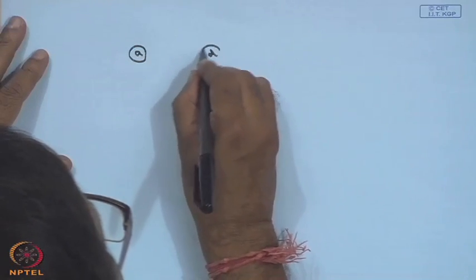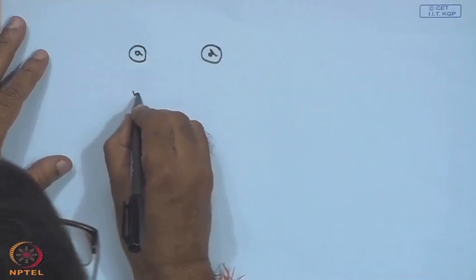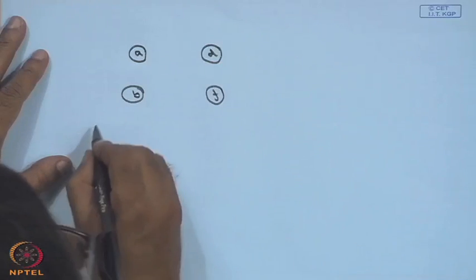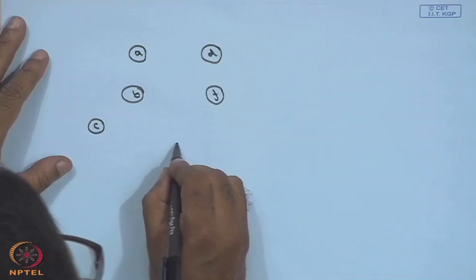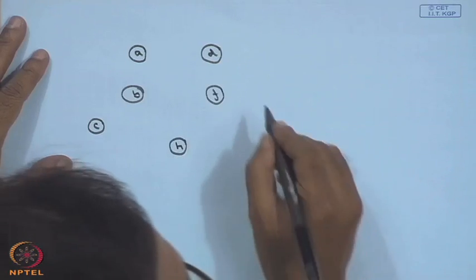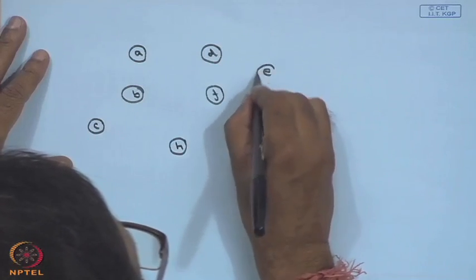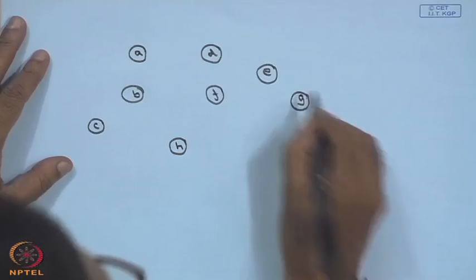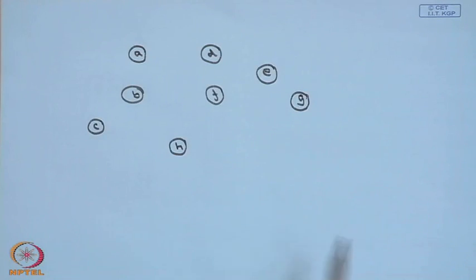Here you are having, say, C, D, B, F. Somewhere here it is C, it is H, it is say somewhere E, and it is G. Some cities are located something like this. Now, we have to find out what would be the shortest route of this one.